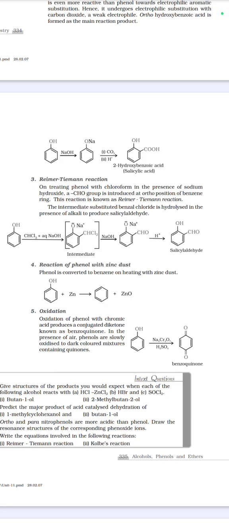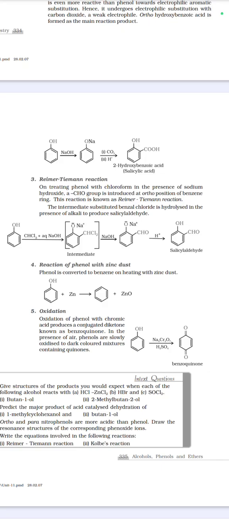Phenol gives sodium phenoxide, ONa, in the presence of NaOH, which gives hydroxybenzoic acid, salicylic acid, in the presence of CO2 and H+.